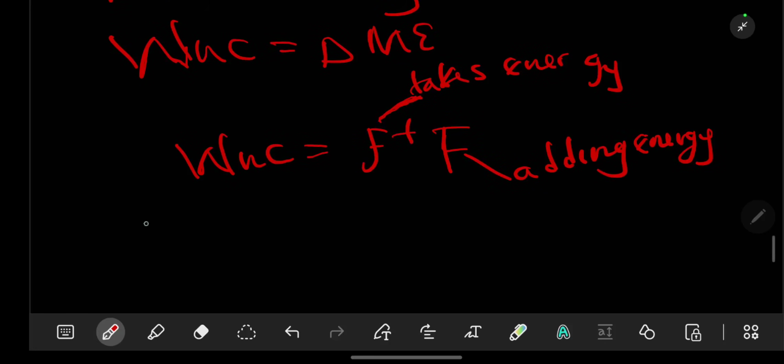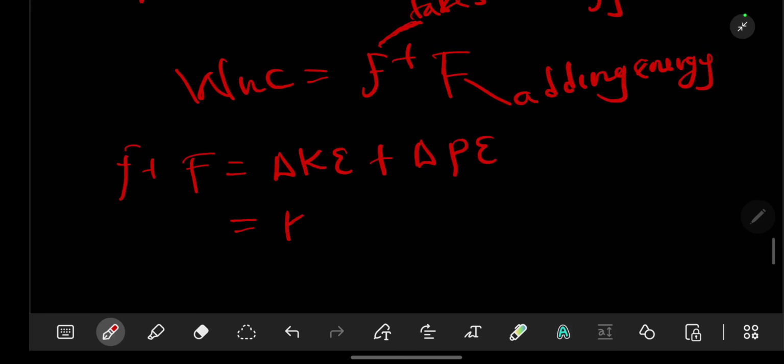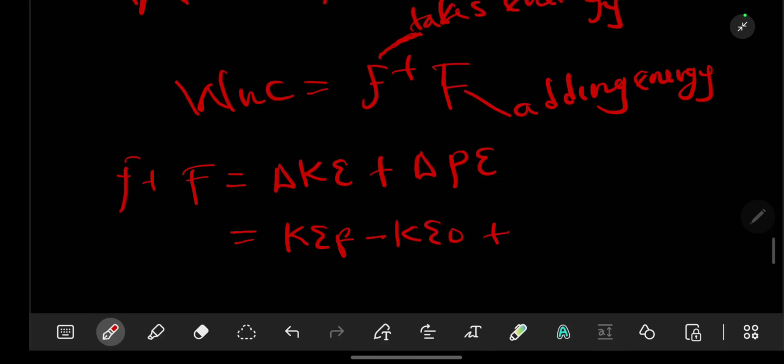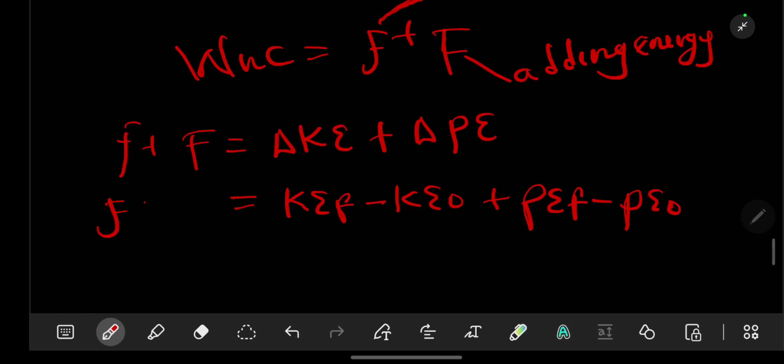So remember, we have the frictional force plus the force applied should be equal to the mechanical energy, which is the change in the kinetic energy plus the change in the potential energy. Now, how do we calculate change? We say kinetic energy final minus kinetic energy initial, plus the change in potential energy, which is potential energy final minus the potential energy initial, like that. Then we have the frictional force plus the force applied, like that.